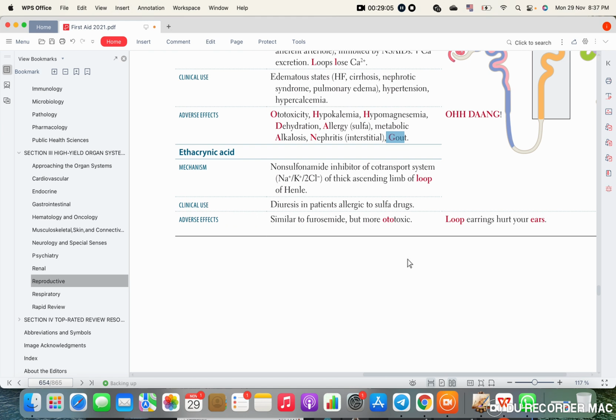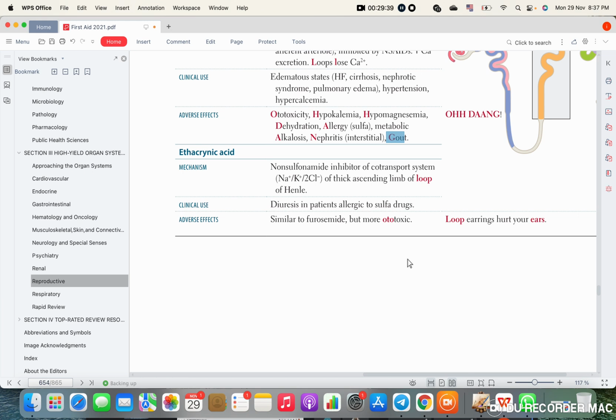Okay, so this drug is important, ethacrynic acid, because basically it acts exactly like a loop diuretic. So it is a non-sulfonamide inhibitor of the cotransporter system. It works exactly like loop diuretics at the sodium-potassium-2-chloride channel of the thick ascending limb of Henle. The clinical use is diuresis in patients that have, well, basically sulfa allergy. The adverse effects are the exact same as furosemide, but it's more ototoxic.